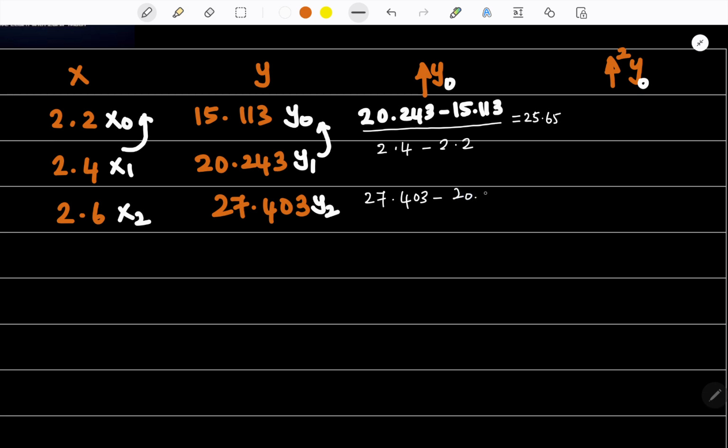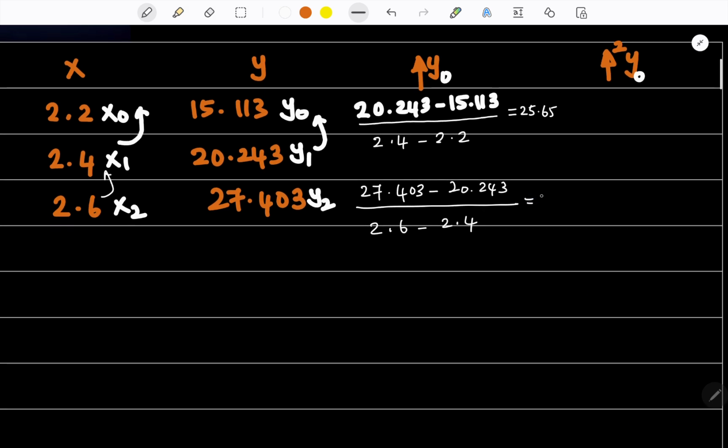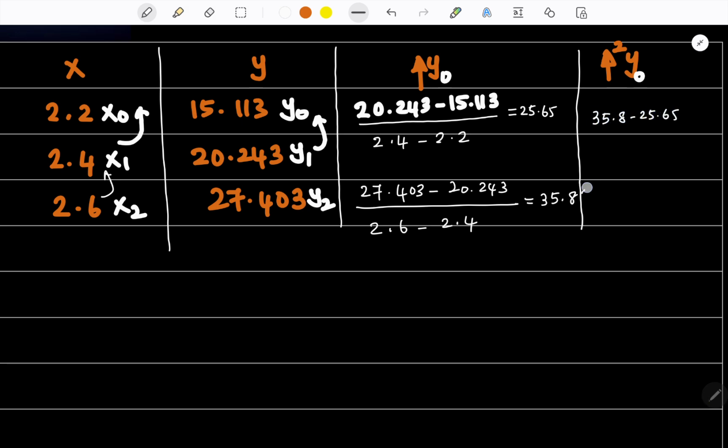Next is 27.403 minus 20.243 divided by this value minus this value, 2.6 minus 2.4, right? Let me put it in the calculator. It will be 35.8. So the next is del square y0. Next is 35.8 minus 25.65, this minus this. And before you started from here, now you have to start one step down, which is 2.6 minus 2.2. If I put this in the calculator, I get 25.375.